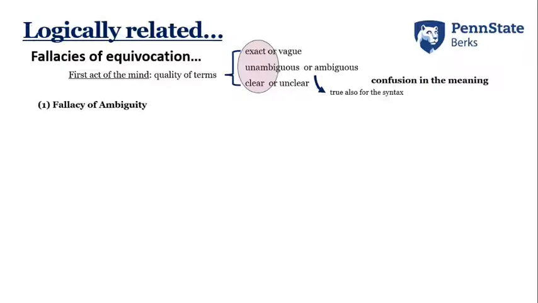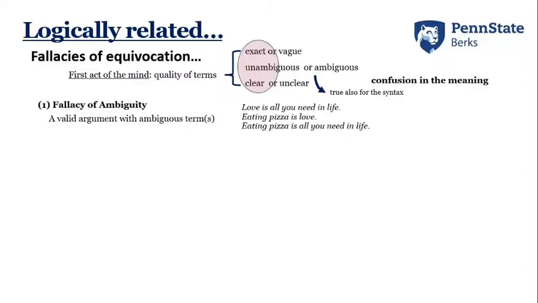So we're going to look at 4 different types of fallacies here. If we look at a fallacy of ambiguity, this is a valid argument but with ambiguous terms. So if I were to say love is all you need in life, eating pizza is love, then eating pizza is all you need in life. Now that's a valid argument, but obviously we're not using love in the same way here. So there's something that's ambiguous in this particular term.